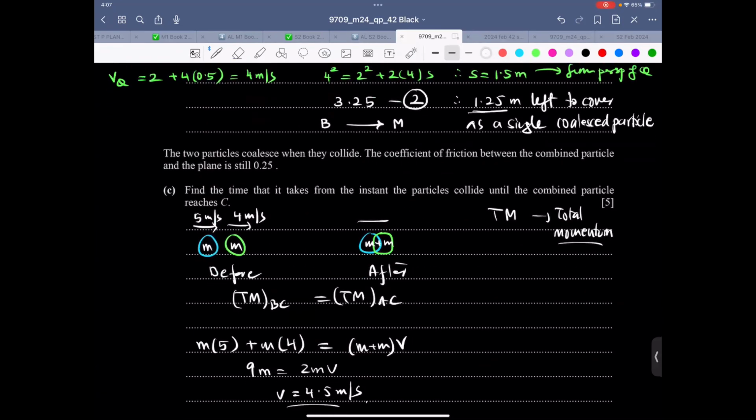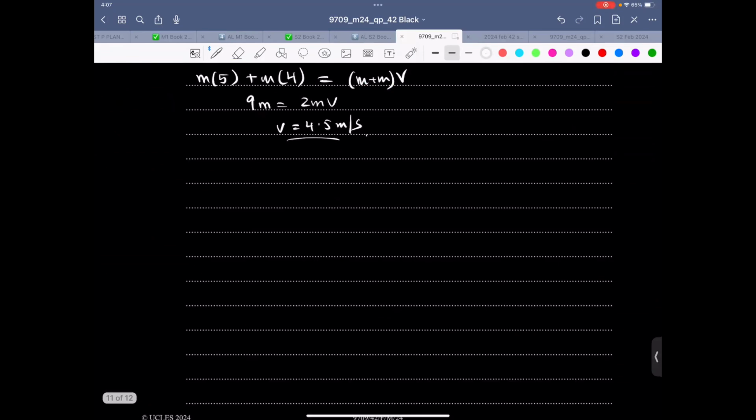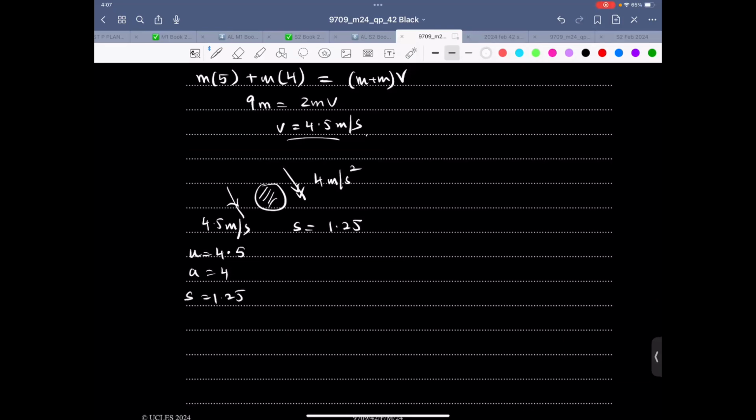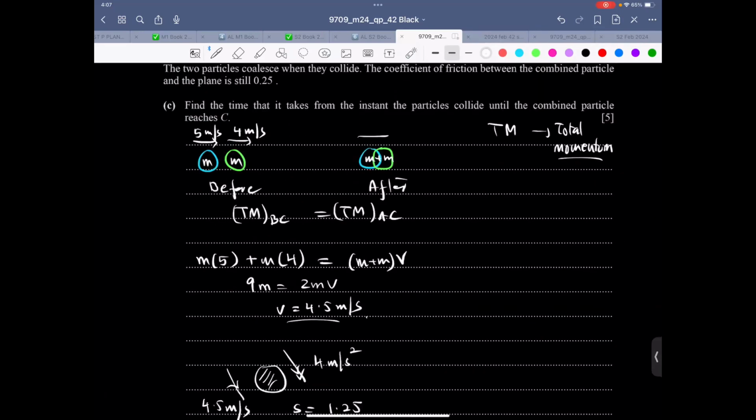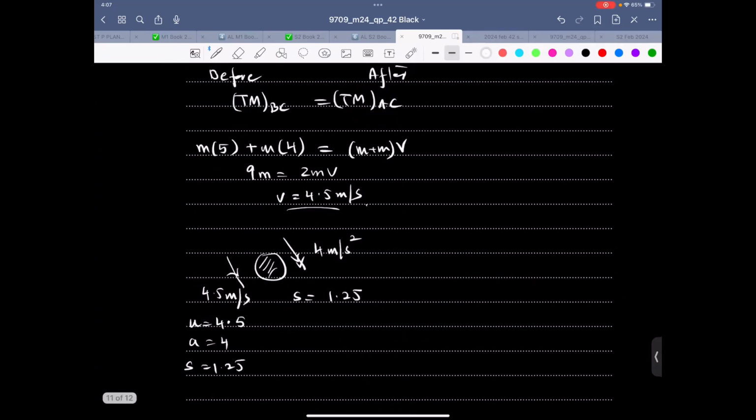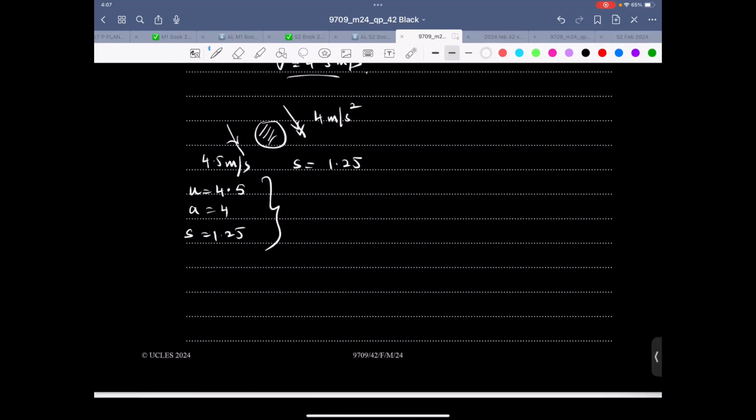And this has to cover a distance of 1.25 meters. So now the ending of the story is this particle is going down. It's accelerating at 4 meters per second square. It has a speed of 4.5 meters per second. The distance that it needs to cover is 1.25 meters. So U is 4.5, A is 4, distance is 1.25. We need to calculate the time it takes from the instant that the particles collide until the combined particle reaches C. So basically, it's kinematics.